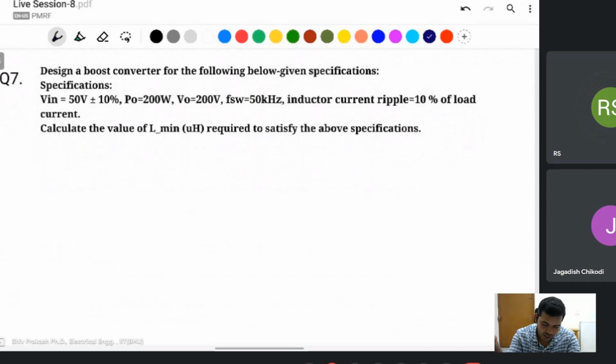Okay, next question: design a boost converter with the following given specification. V in is 50 volt plus minus 10%. Output power is 200 watt. Output voltage is 200 volt. Switching frequency is 50 kilohertz. Inductor current ripple equals 10% of the load current. Then calculate the value of minimum inductance required to satisfy the above specification.